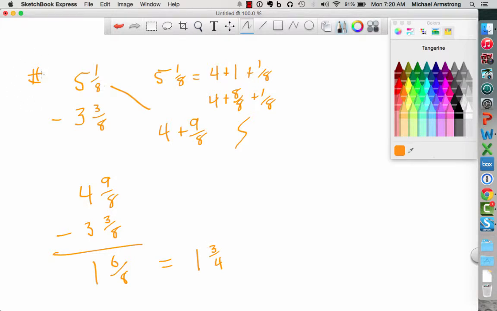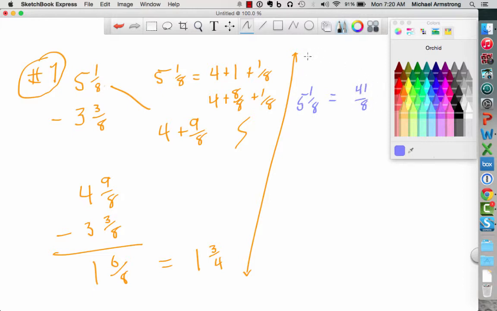That's method number 1. Now the second method is just to rename everything as an improper fraction, or a fraction greater than 1. So if we were to take 5, let's change colors. 5 1/8 is the same as 41/8.